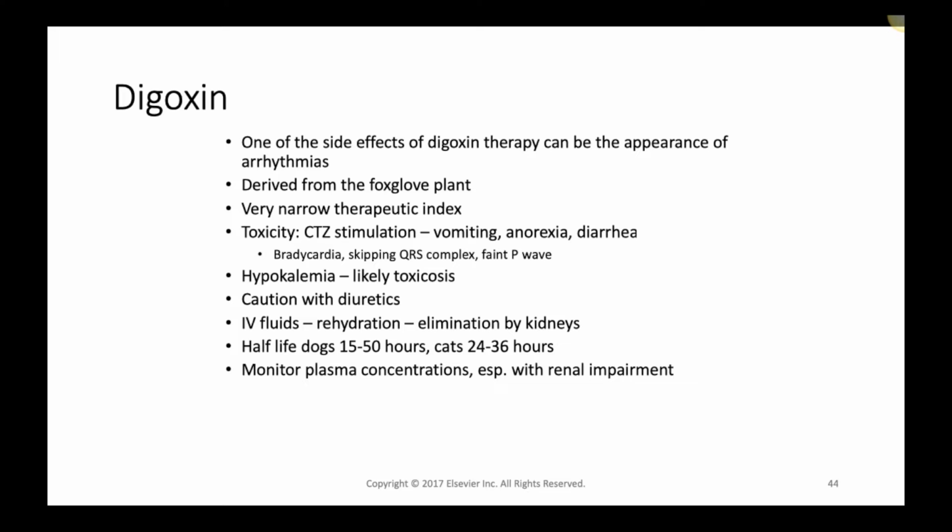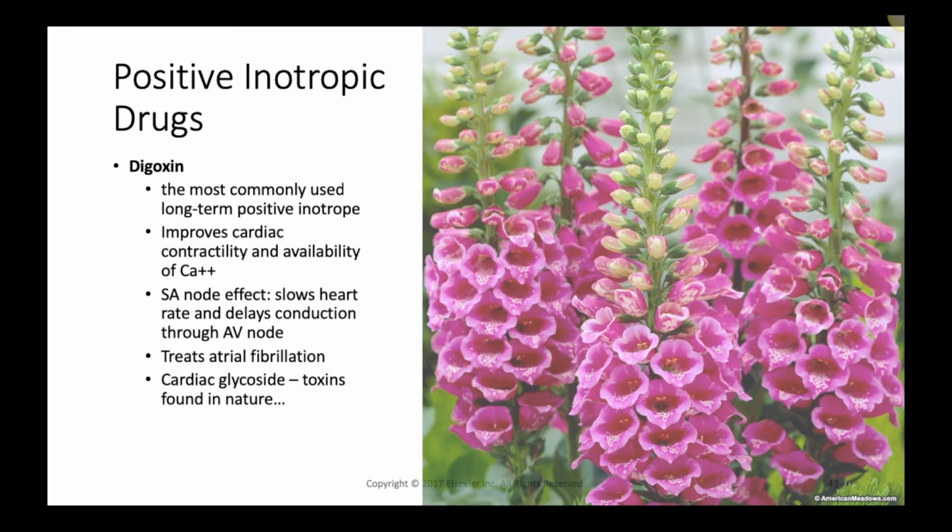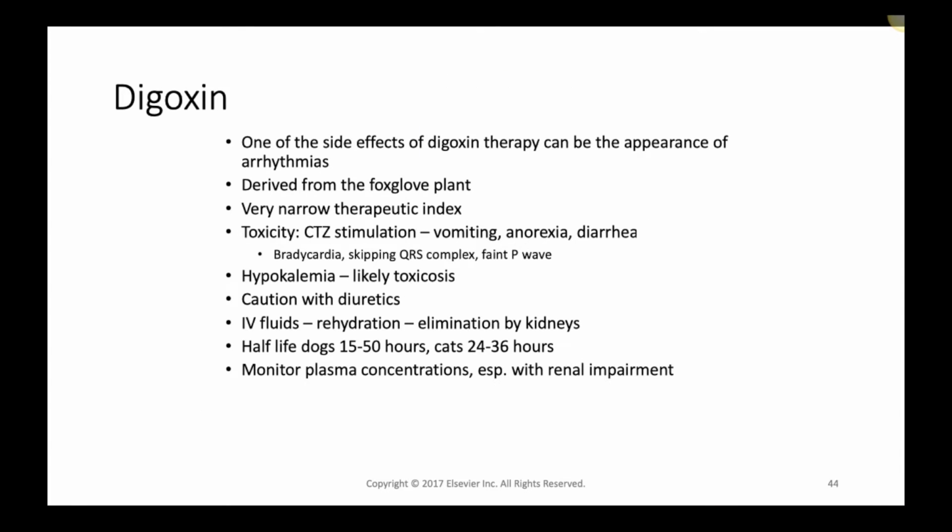It's derived from the foxglove plant, the plant shown in the last slide, and it's a cardiac glycoside. It has a very narrow therapeutic index. Essentially, toxicity will cause vomiting, anorexia, and diarrhea, so bradycardia. Skipping of the QRS complex can occur. We have to look for that on the ECG, maybe a faint P wave.